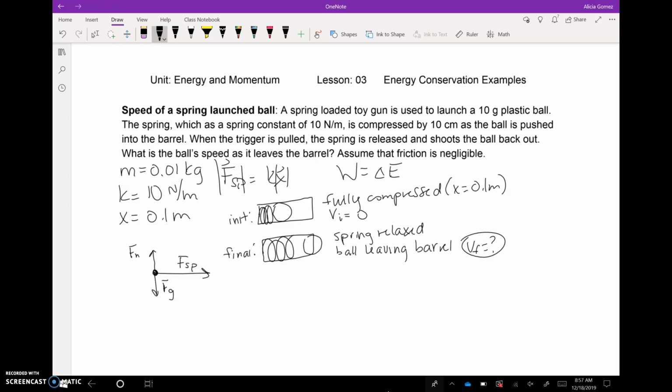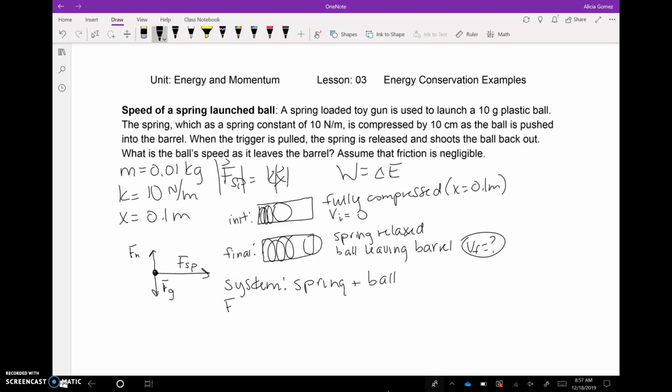It's going to be convenient here, since we're dealing with the spring, to include the spring in our system in addition to our object, the ball. So our system, let's define it to be the spring and ball. We do not need to worry about including Earth in our system here because our object is not changing height. If our object was changing height, then it'd be convenient to include Earth in our system. Nonetheless, we'll include the spring and the ball.